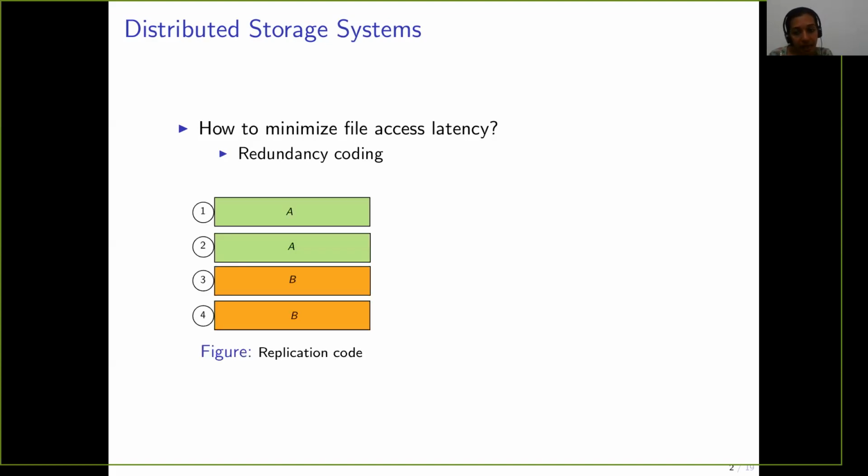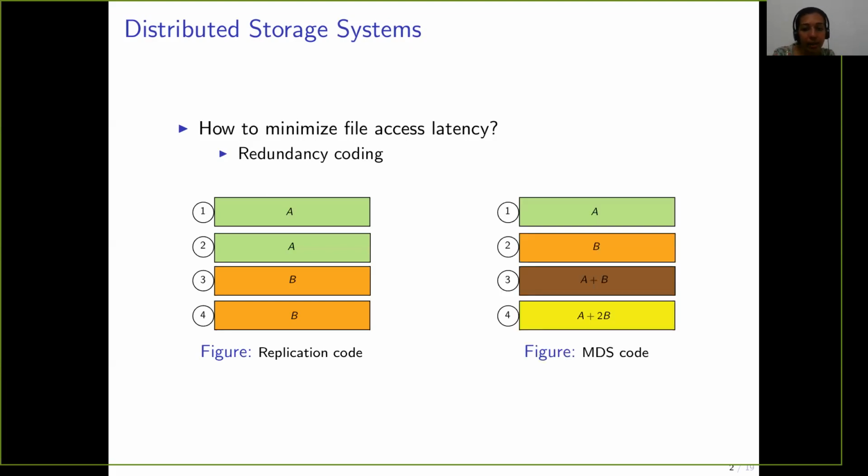Here we see a replication coded storage where two files are replicated twice and stored. And here we have the same two files which is encoded via MDS coding. And when we are doing the MDS codes, we see that in order to recover the two files A and B, we only need to download any two encoded symbols.